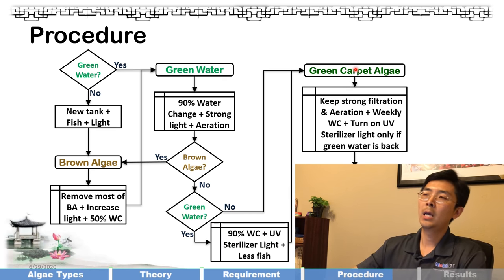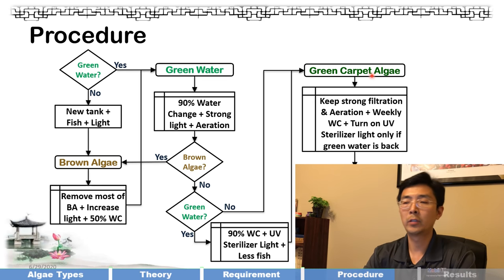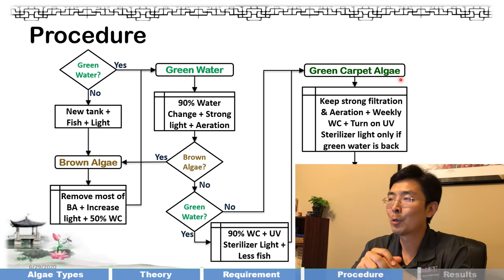At this moment, you probably already get a green carpet algae. So some of the friends may not need to UV sterilize. By using those water changes, you may reach from green water to green carpet. And some green water algae is so stubborn, you may need to turn the UV sterilizer on. But eventually, bingo, that's your green carpet algae.